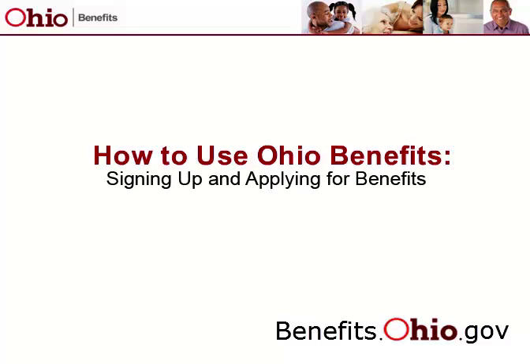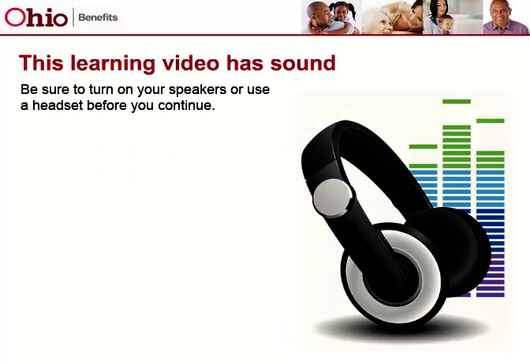This short video will explain the basics of using the Ohio Benefits site, including signing up and applying for benefits. You can find the Ohio Benefits site by going to benefits.ohio.gov. This learning video has sound. Be sure to turn on your speakers or use a headset before you continue.